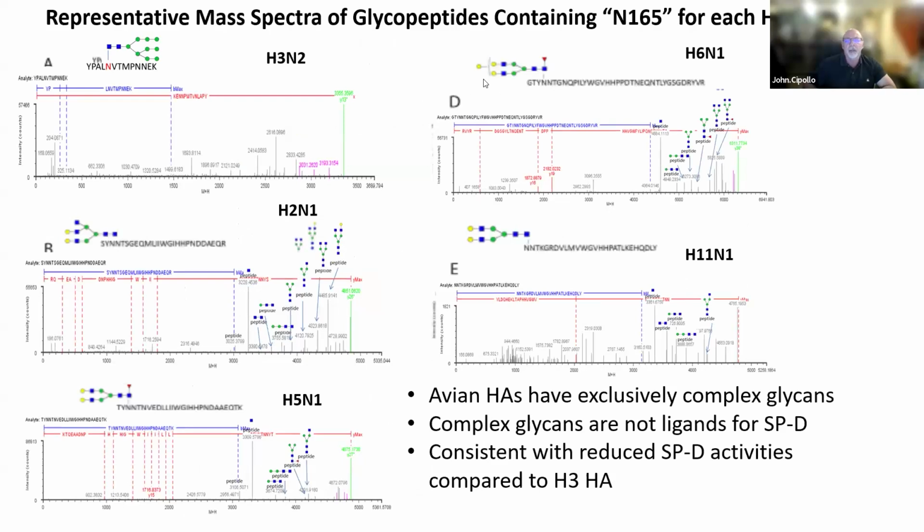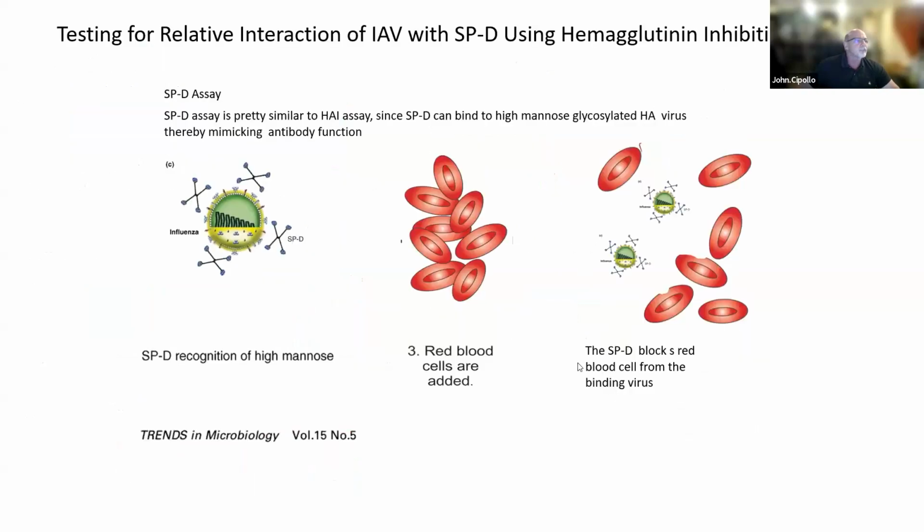Okay, so some of the mass spectrometry. As I've already related, H3N2, we looked at that again, and really exclusively as far as we could detect, it was high mannose at that site. H2 was exclusively complex as far as we could tell, and H5 similarly, H6 similarly, and H11N1, which there's not a whole lot of structural data, was also complex. So what does that mean for SPD?